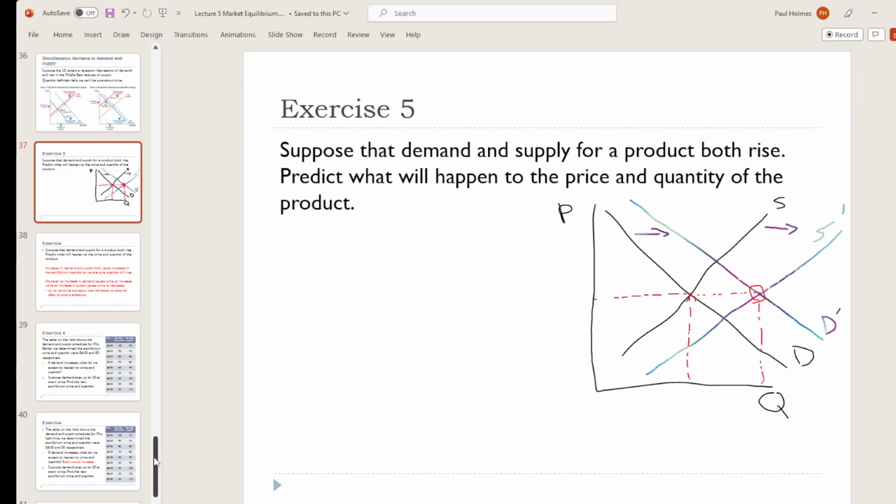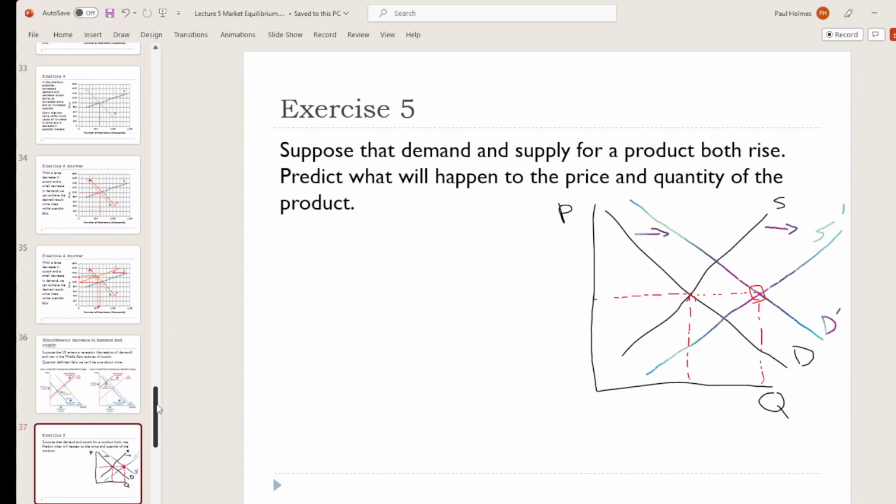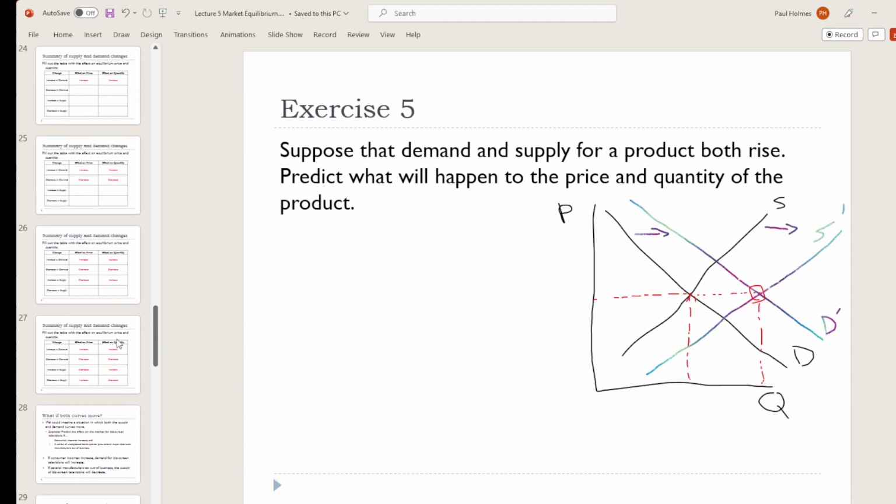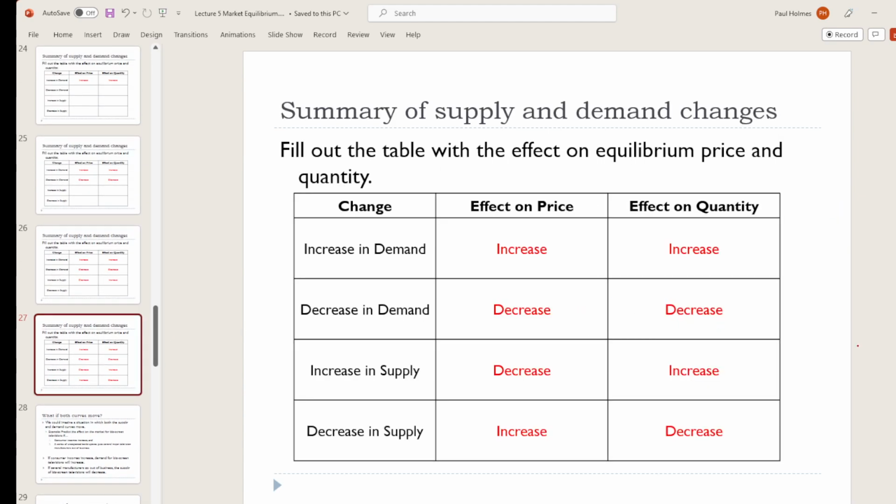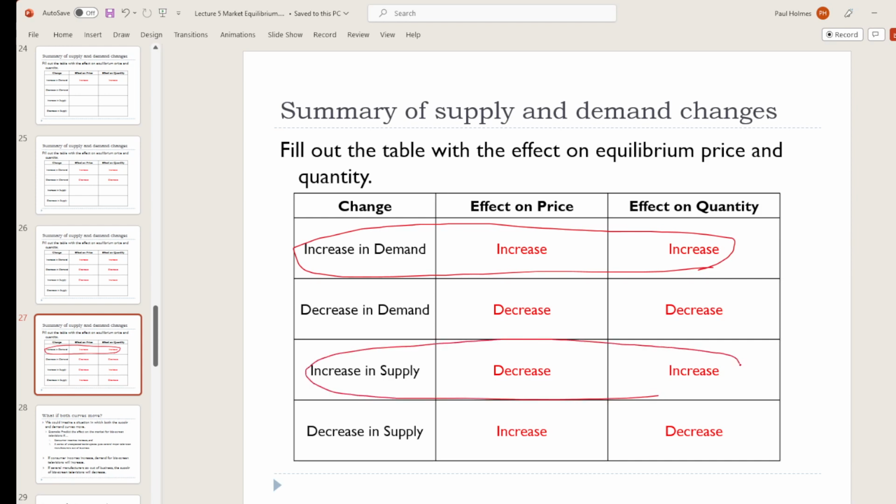One nice way that we can do this, if we've got this table up here memorized, is we can just compose the two effects. So we've got this increase in demand and an increase in supply. Well, let's add those. An increase in quantity plus an increase in quantity equals what? Well, it's got to be an increase in quantity, right? Add those together and we can be sure that the quantity is going to increase.